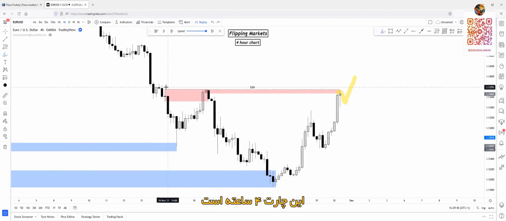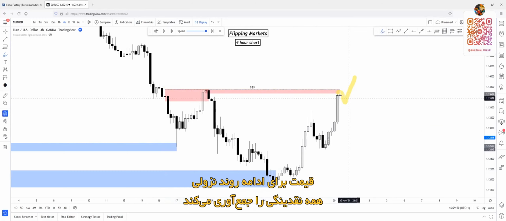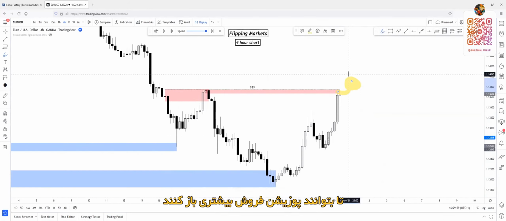Just imagine how many millions and billions of dollars are sitting just above this line. This is a 4-hour chart. Literally trillions of dollars sitting just above this line. Price will sweep all of this liquidity in order to continue the whole bearish trend. So it has to collect the orders, has to collect the stop losses in order to open more positions, more sell positions.